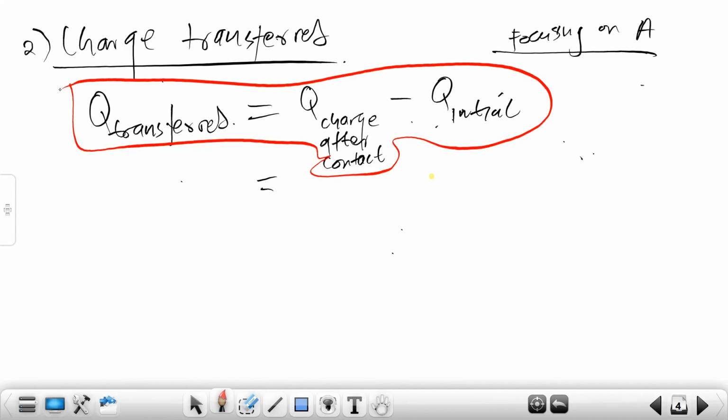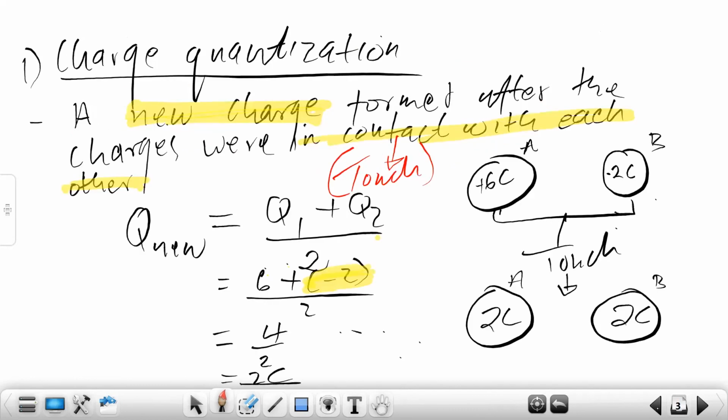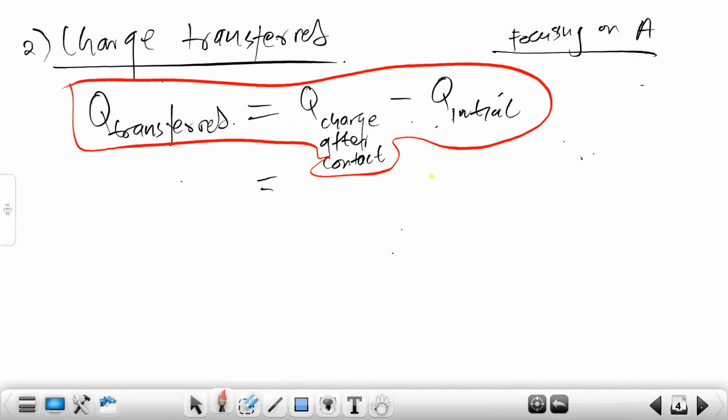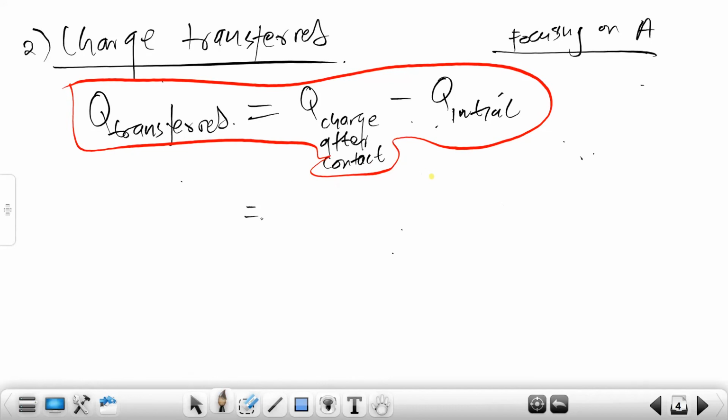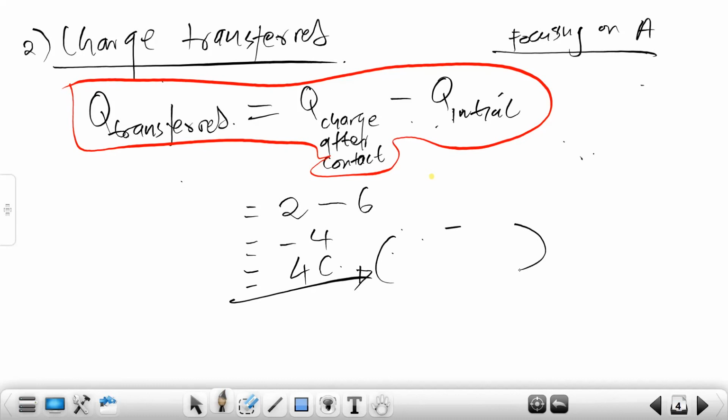So what it says is, when we are focusing on A, remember our A was a 6 coulomb charge. Thereafter, we got an average of 2 after the contact. So what does this say to us? It says we are going to have a situation where the charge after contact was a plus 2. So we are going to have plus 2 minus the initial charge, which was 6. And then minus 4 is our answer. And then we conclude to say our final answer is 4 coulombs. But can we be in a position of explaining what this answer says?